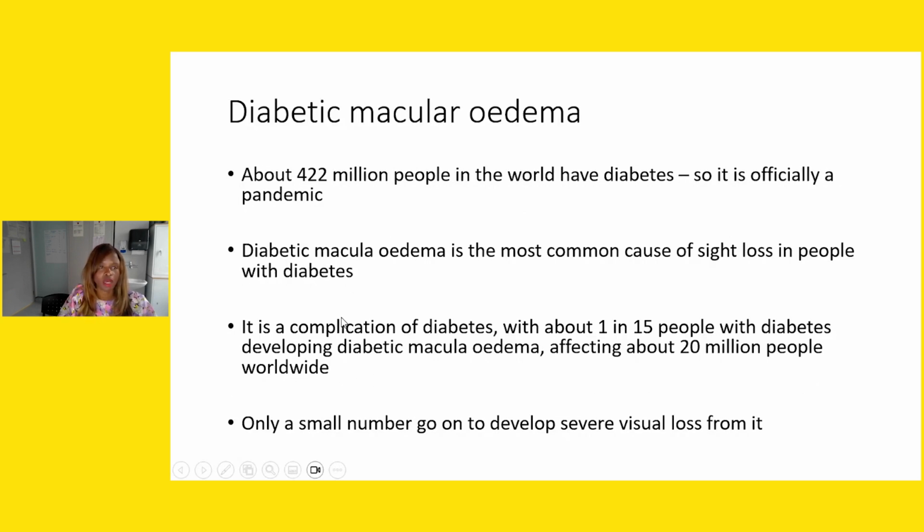I will now go into the final segment on diabetic macular edema. Now, just over 400 million people in the world have diabetes. It is officially a pandemic. And diabetic macular edema is the most common cause of sight loss in people with diabetes. It is a complication of diabetes, with about 1 in 15 people with diabetes developing diabetic macular edema, affecting about 20 million people worldwide. However, only a small number go on to develop severe visual loss from it.